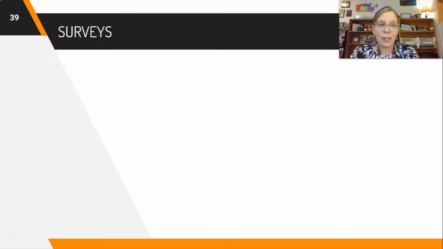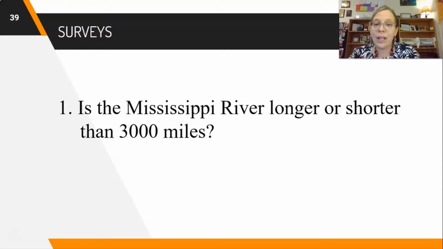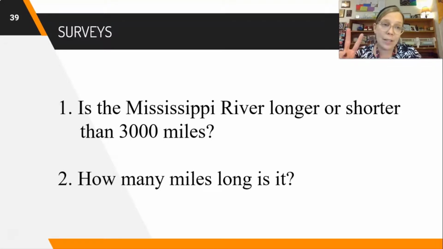Okay, so let's talk about why I had you do this. Now, normally, if we were in person, I would do this a little differently. I would split you into 2 groups. One group would get those questions I just asked you. The other group would get these questions. Is the Mississippi River longer or shorter than 3,000 miles? Notice that's different. In the first question, when I asked you to write it down, I said 500 miles. And then the second question is the same.